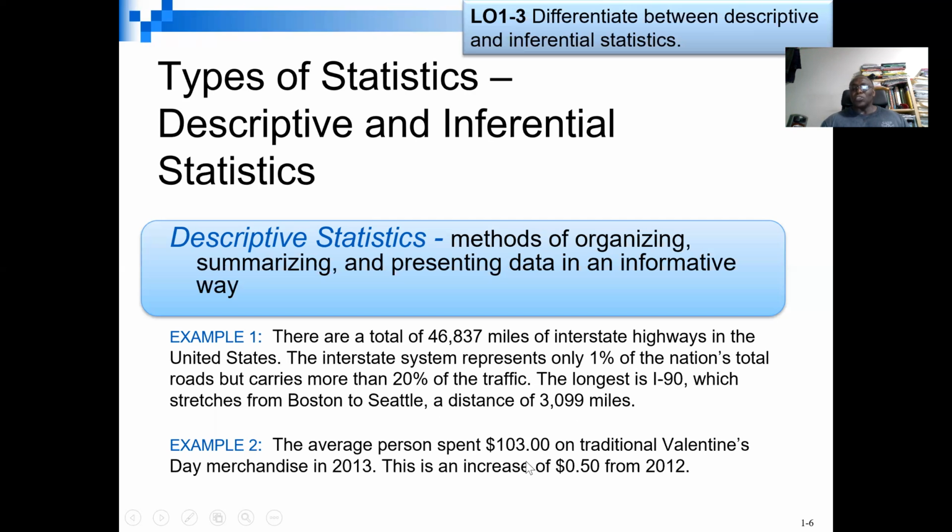And here we say the average person spent $103 on traditional Valentine's Day merchandise in 2013. This is an example of descriptive statistics. Actually, in this example, we are looking for the average or the mean. So if we take only a sample of 20 people, we are going to add how much money each one spent on traditional Valentine's Day merchandise. Each person, we add the value, then we divide by the number of values, and that will give us the average.